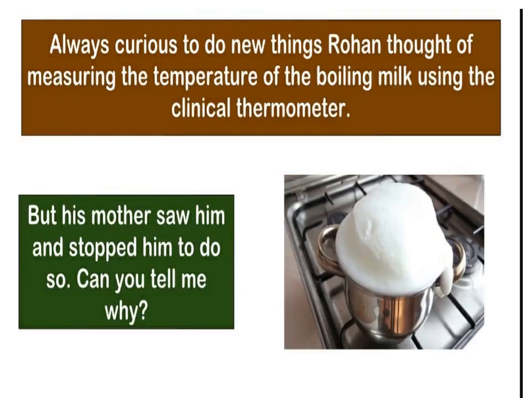Now, always be curious to know new things, always curious to do new things. Rohan is a person, we are taking an example here, who thought of measuring the temperature of boiling milk using the clinical thermometer. As you can see, the milk is boiling. So Rohan is a student, or a child, who wants to measure the temperature of boiling milk. Okay. But his mother saw him and stopped him from doing so. Can you tell why?